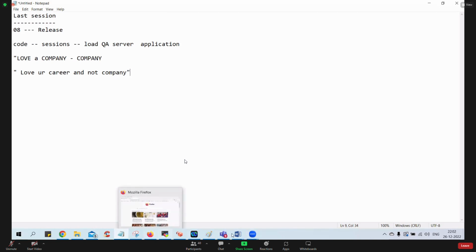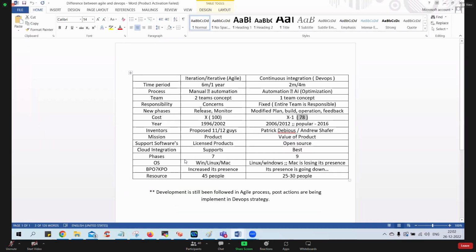Okay, fine. Now let's move on. These are all funny points. 1996, 2012, popular. The inventor, here, is Patrick Debois. And we'll see Andrew Schafer tomorrow. Andrew Schafer is another person who was doing marketing for DevOps actually. Patrick developed the model. Schafer was roaming around the world and started conducting conferences on DevOps strategies. I would say he's like a marketing guy for DevOps. So he started roaming around wherever IT conferences happen.